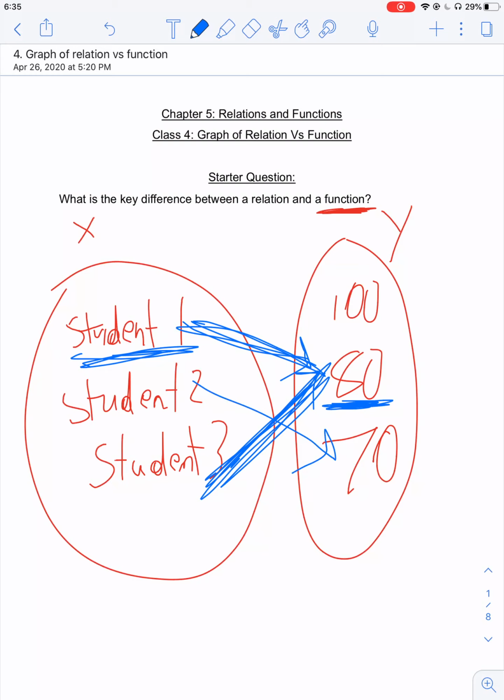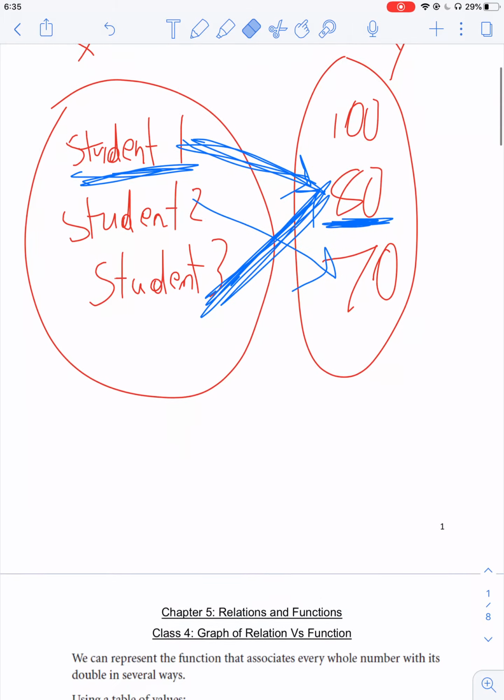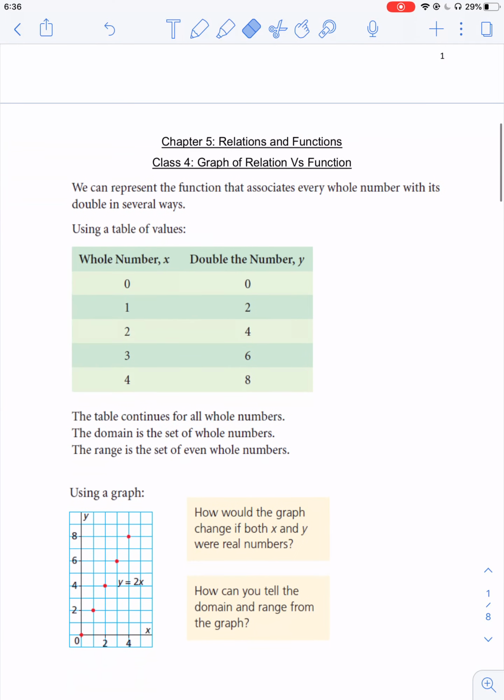So now let's continue. Here we have a table that represents whole numbers. By whole numbers, you mean positive whole numbers. That's what it actually means. Whenever we talk about whole numbers, it automatically implies that we're talking about positive whole numbers. So this is your domain, this is your dependent value, and this is your range.